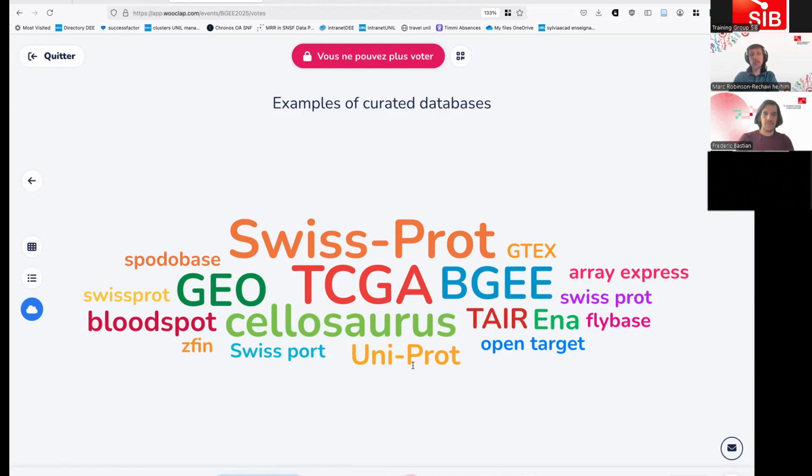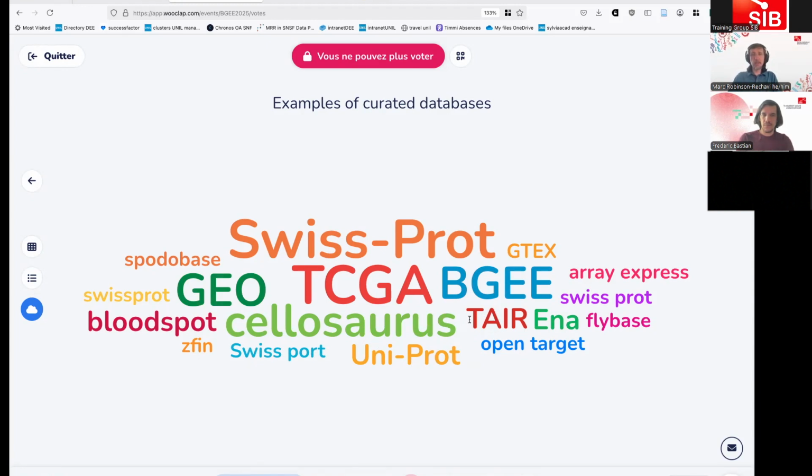UniProt has two sections, SwissProt, which is indeed curated, and TrEMBL, which is not curated. So UniProt is actually a mix of the two. I suppose this is SwissProt. SWISSPORT is the company which manages luggage in airports, but I don't think that's what you meant.